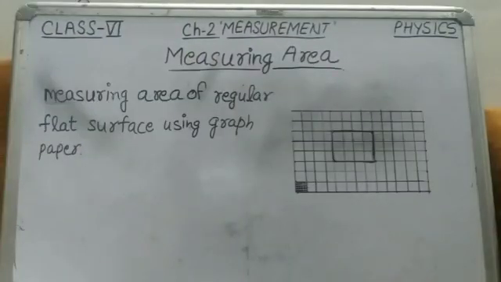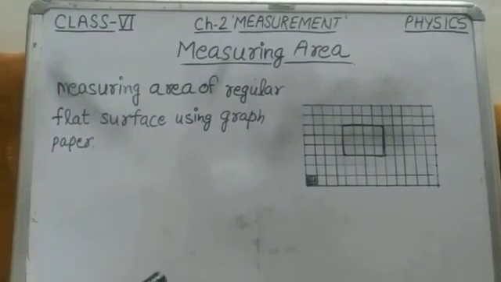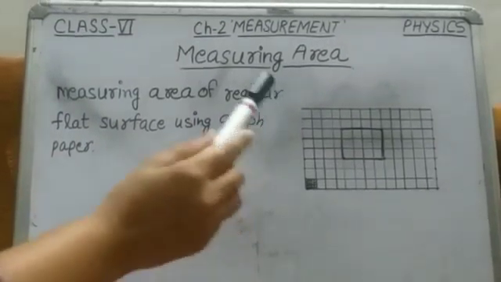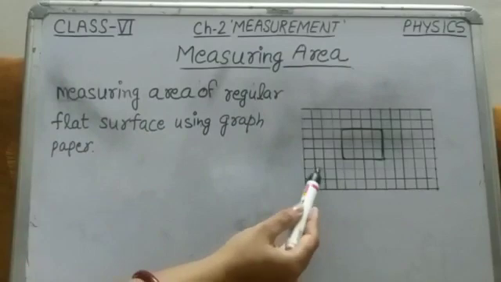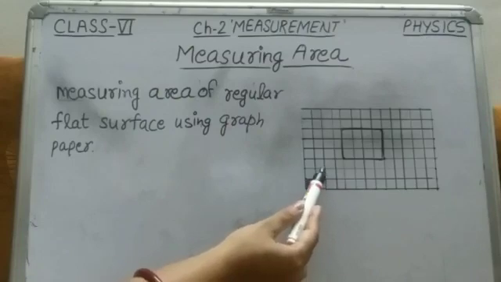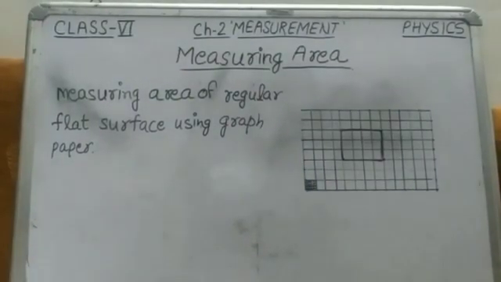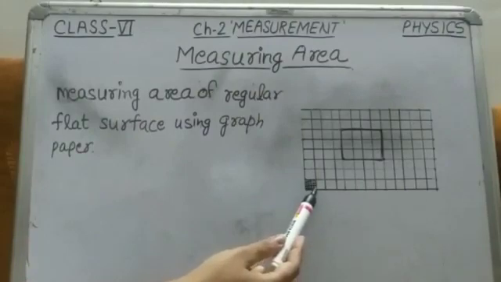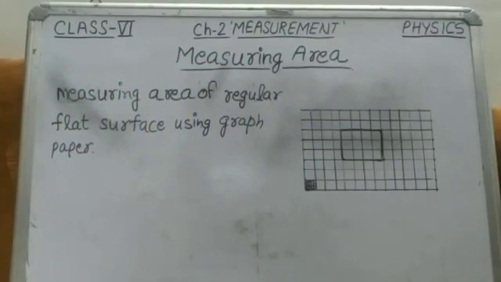We can also find out the area of a regular flat surface using graph paper. You all have seen graph paper. A graph paper has equal sized squares of sides 1 centimeter each. This big one square is of 1 centimeter sides. Okay, each side is of 1 centimeter, and the smaller squares of sides 1 millimeter each. This one smaller square is of 1 millimeter each.